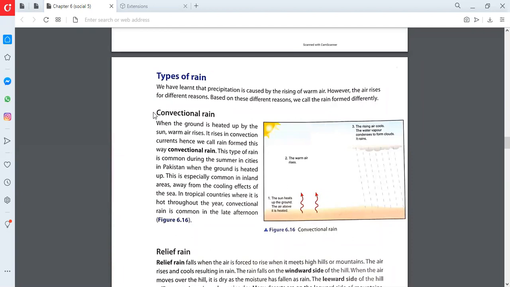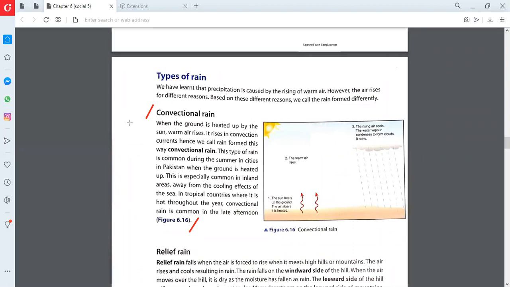Okay, Abdullah Ashal, can you read the first one? Convectional rain. When the ground is heated up by the sun, warm air rises in convection currents. Hence, we call rain formed this way convectional rain. This type of rain is common during the summer in cities in Pakistan when the ground is heated up. This is especially common in inland areas away from the cooling effects of the sea. In tropical countries where it is hot throughout the year, convectional rain is common in the late afternoon.